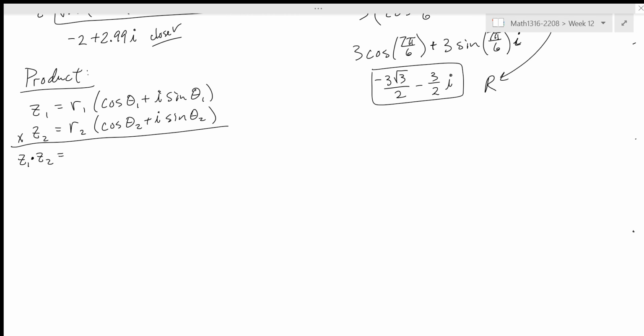How does multiplication of complex numbers in polar form work? Here's the formula. You take your radii, and what do you do with the radii? It rhymes with radii. Multiply. And then we're going to have cosine of, and that's what you do with the angles.